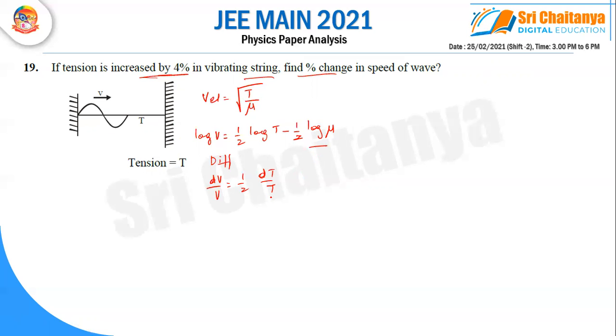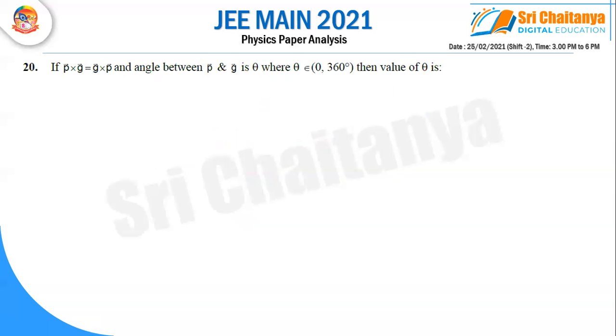And if this is the case, he has given us some data. He is asking us, 4% is the tension increase. So if T is equal to 100, then dT will be 4. I substitute this, half is equal to 4 by 100. Okay, so I will be getting 2 by 100, and this is equal to 2%, and 2% will be the correct answer. We'll move on to the next question.